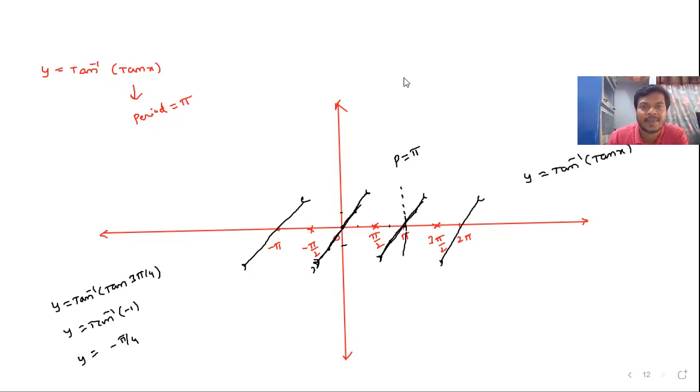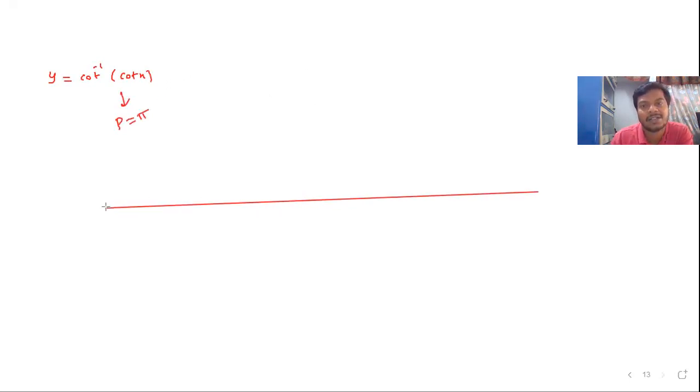Clearly, this is y equal to x, and this is y equal to x minus pi, and this is y equal to x minus 2 pi. This is y equal to x plus pi. This is about the graph of tan inverse of tan x. Next, we go for the graph of cot inverse of cot x. Clearly, it is of period pi. So, draw the graph in the interval 0 to pi and then extend.